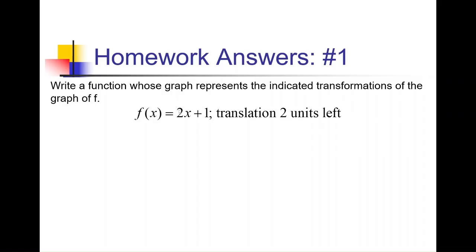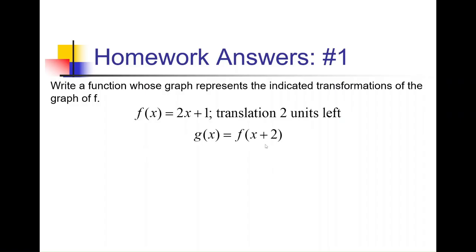So in this case, f of x is 2x plus 1, and we want to translate this thing 2 units to the left. On all of these, I'm going to start by rewriting the original function with a little bit of a rule applied to it. I'm going to create a g of x function, and since I'm going 2 units left, I'm going to have to add 2 inside the f of x function. So I'm going to start by writing g of x equals f of x plus 2.